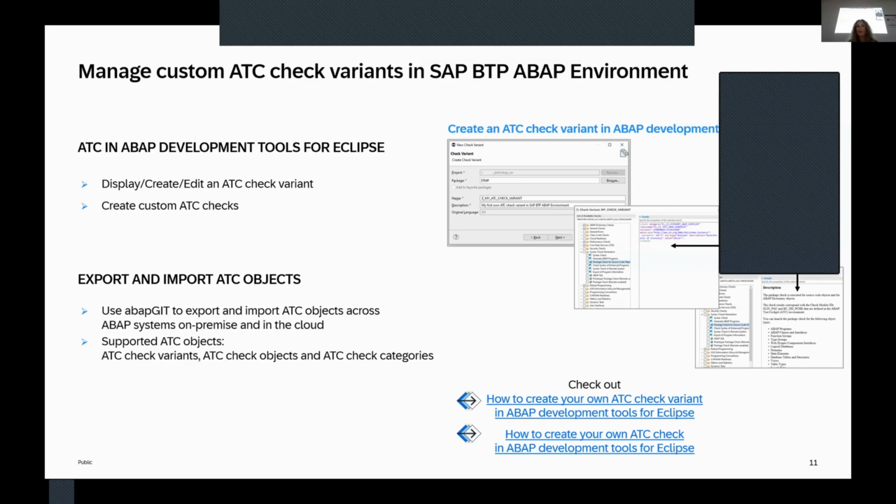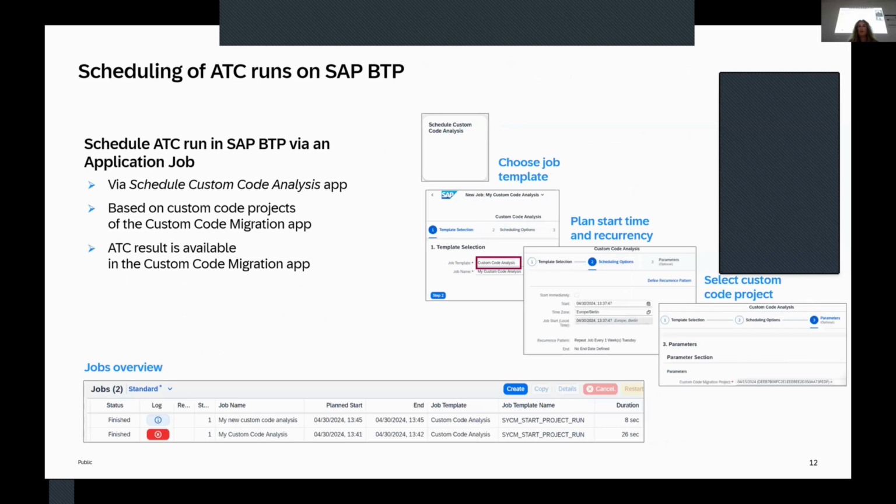If you have created ATC check variants on premise and you want to transport them into your cloud ATC system, it's also possible by using ABAP Git, and we support the transport for ATC check variants, check objects, and check categories. By the way, on each slide of this presentation, you have the links where you can jump to the blogs and have detailed information about the whole capabilities.